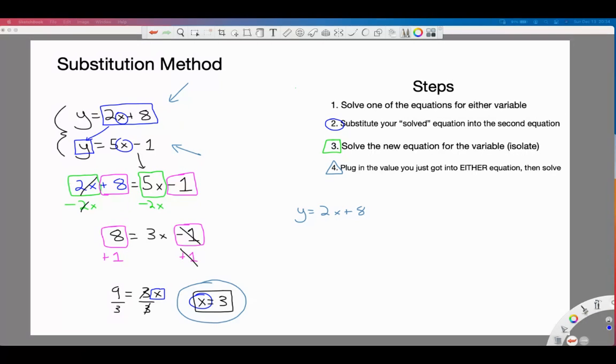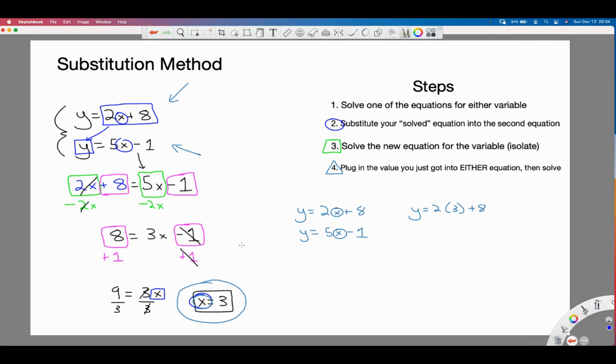So I'm just going to rewrite the equations here so we can clean it up a little. But we have y equals 2x plus 8, and then we have our second equation, which was y equals 5x minus 1. And as we just mentioned, we need to take that x term and plug it in to either one of these equations for the x in the original equations, right? So 3 was what x equaled. So instead of writing our first equation as 2x plus 8, we could write it as 2 times 3 plus 8.